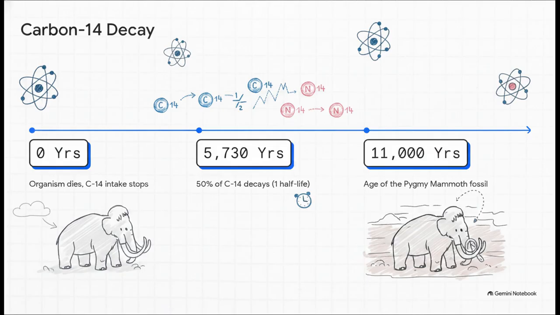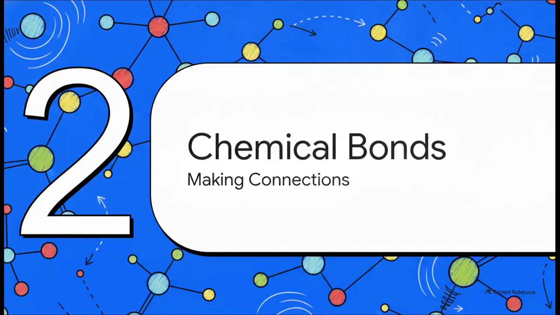Once an organism dies, it totally stops taking in new carbon-14. And because we know that exactly half of it will decay into nitrogen-14 every 5,730 years, scientists can just measure what's left to calculate an age. That predictable decay is exactly how researchers successfully dated the remains of that pygmy mammoth to 11,000 years ago. Pretty cool, right?